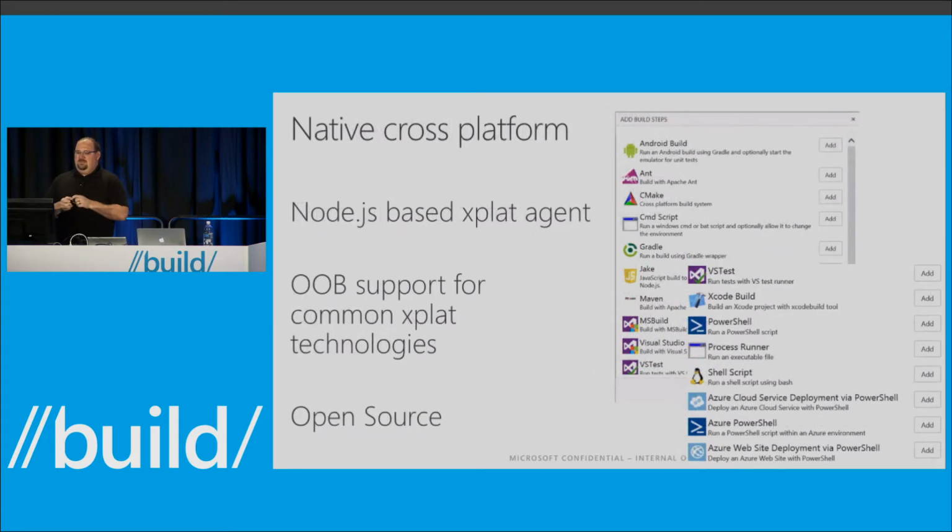So native cross-platform. It's a Node.js-based agent that runs on Mac OS and Linux. Primarily, we've tested on Ubuntu. So over time, we'll keep testing on other frameworks, but it basically runs wherever Node runs. And so far, that's been pretty good. We have lots of out-of-the-box support for common technologies that you use on various different cross-platform frameworks. And of course, it's open source, so you can go see it. We will be taking contributions if you so feel inclined to fix a bug or implement a feature. So that's really good.